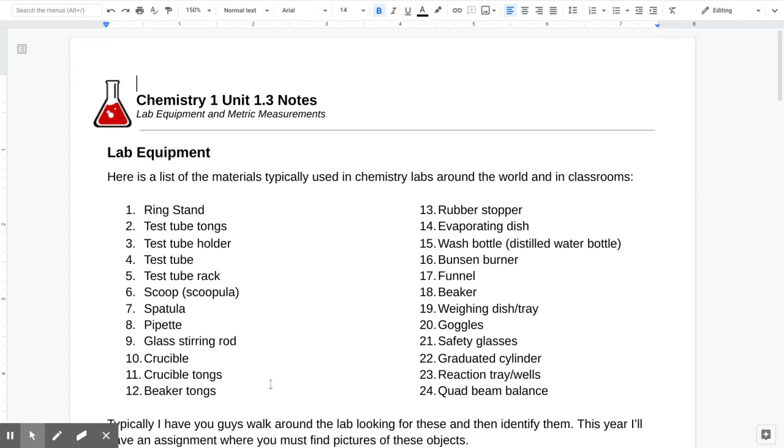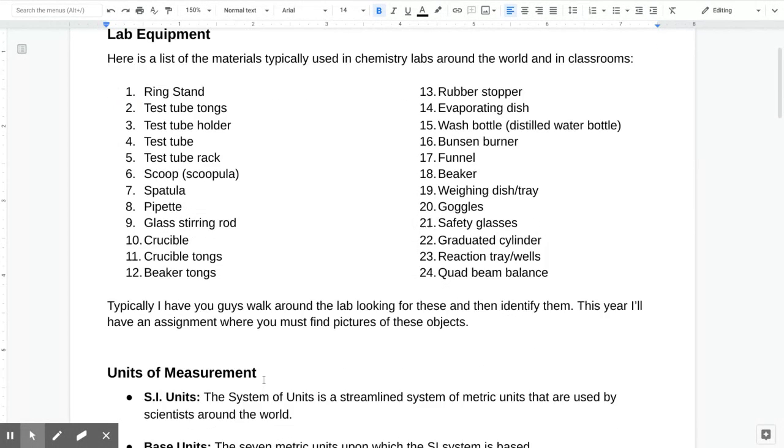Do you need to memorize this? No, you just need to be familiar with it and understand that these are tools that we'll be using at some point in our chemistry labs here at the school. Okay.